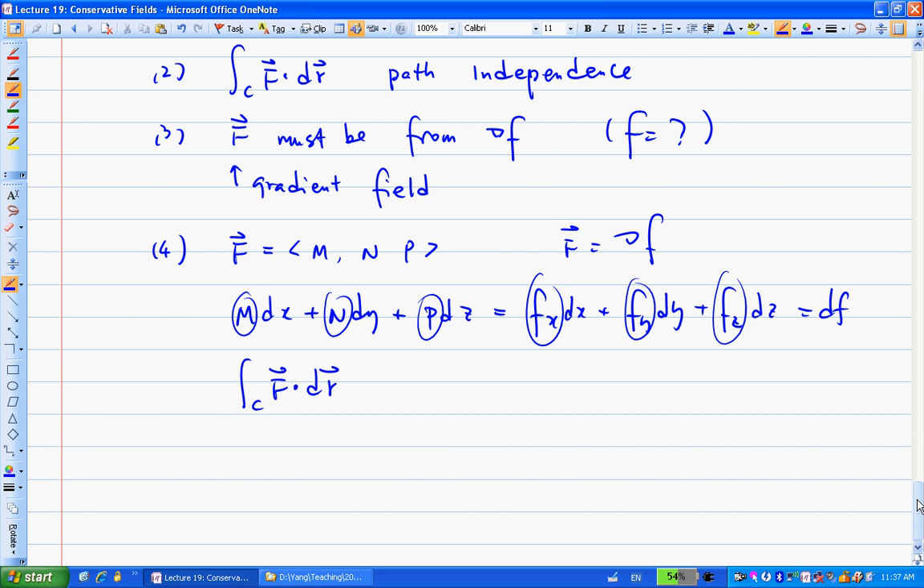Any questions? No, good. So now let's go into the next one. The number one question is, how do we know that F is conservative? And if F is conservative, how do we find an associated scalar function f such that del f equals this gradient field? Those are the two things we need to figure out.